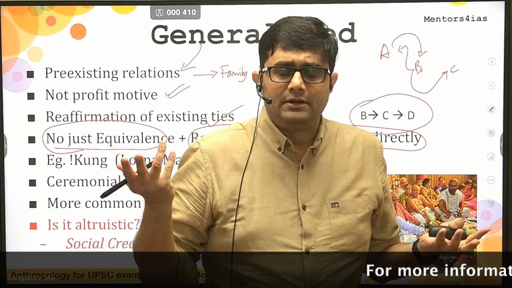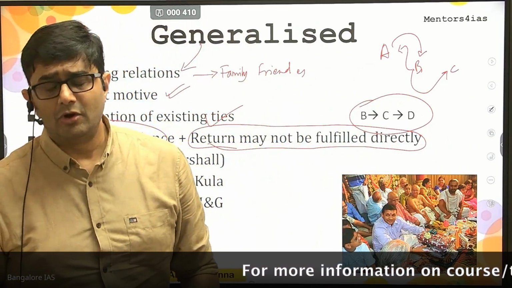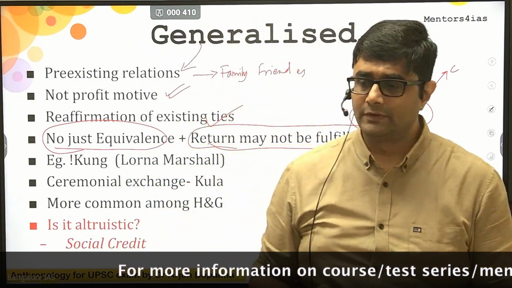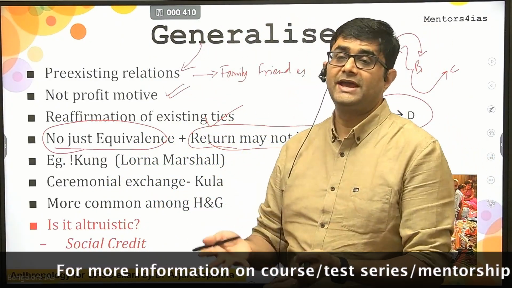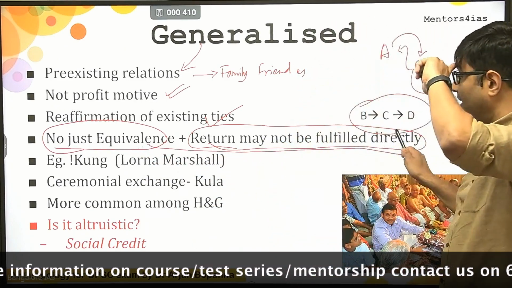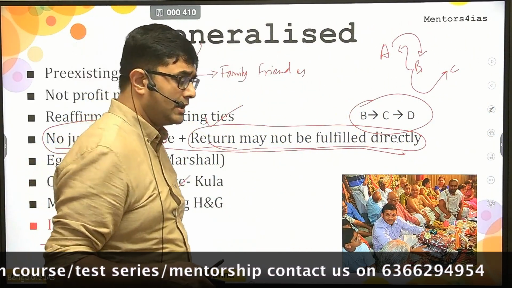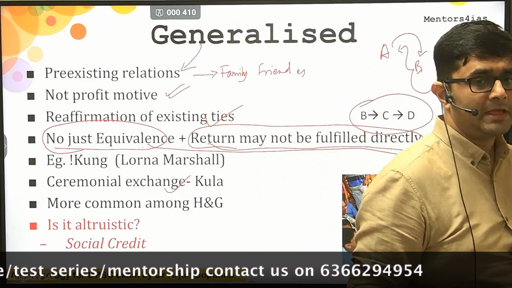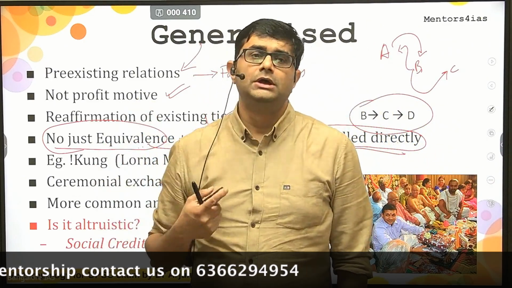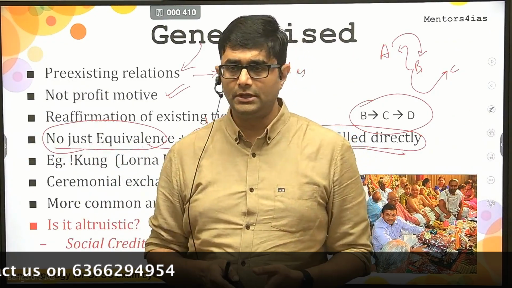If you can, you give it. Even then, tomorrow you may give it in some other way, or you may give it to somebody else. So in family circles, close relatives, close friends, you do something and you don't expect anything in return. That's called no just equivalence. Is that understood? And the return may not even be fulfilled directly. Example, the Kung Bushmen. Similarly, ceremonial exchanges, which we'll discuss later, like Kula, practiced among the Trobriand Islanders. Here also in ceremonial exchange, you give something to your partner but don't expect anything in return. Just a bond that is strengthened between the two.